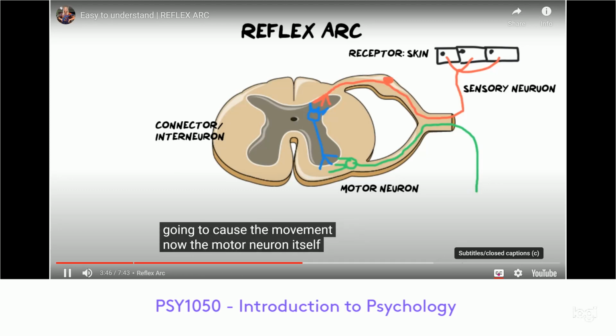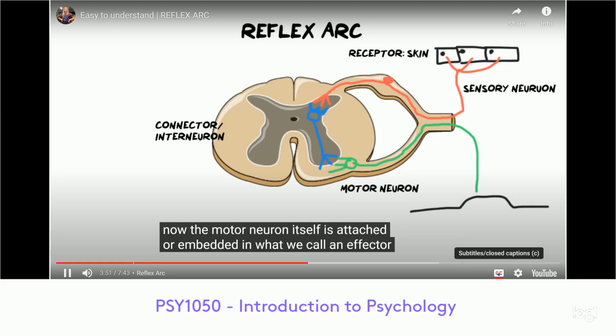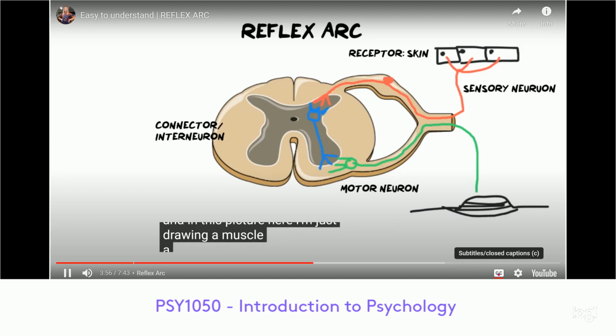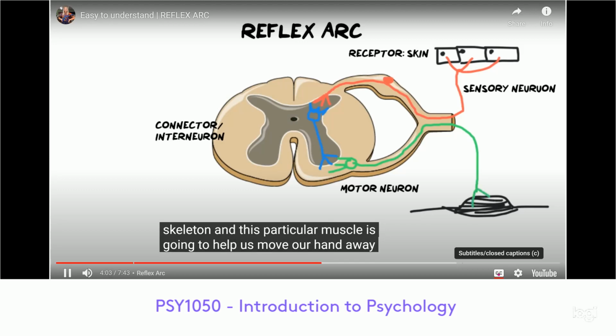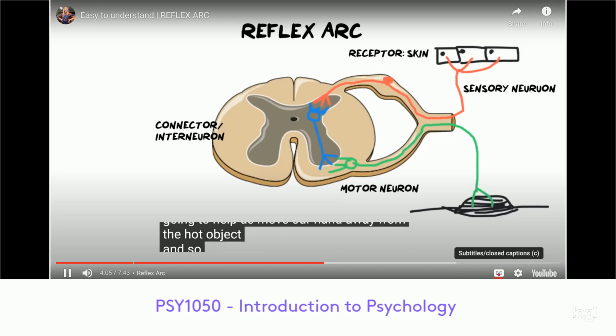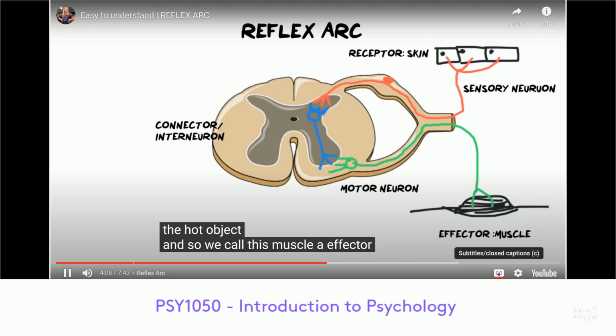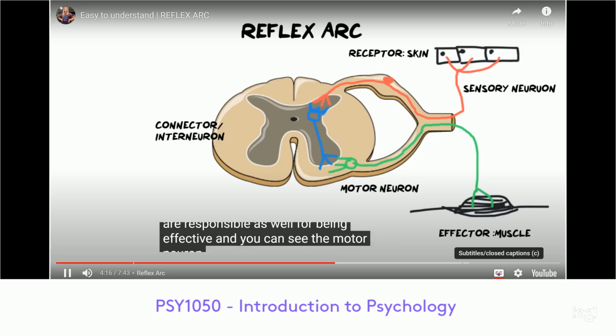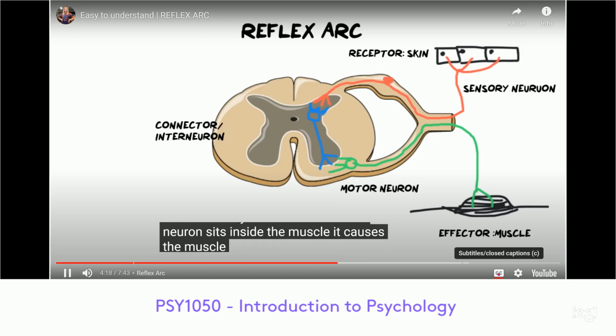Now, the motor neuron itself is attached or embedded in what we call an effector. And in this picture here, I'm just drawing a muscle, a striated one we would get in our skeleton. This particular muscle is going to help us move our hand away from the hot object. And so we call this muscle an effector, and muscles are examples of this. Glands are responsible as well for being effectors. You can see the motor neuron sits inside the muscle. It causes the muscle to contract, and then you pull your hand away very quickly.